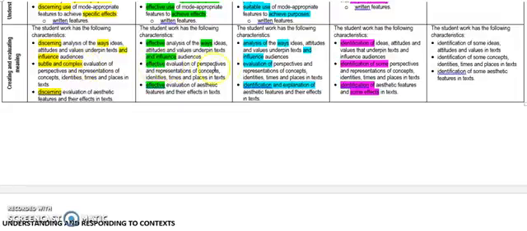For a B, it's effective. For a C, you have some of this evaluation. And for a D, you have some simple identification of these ideas.